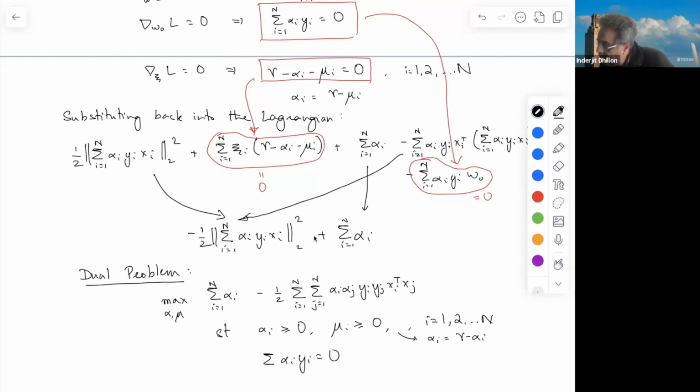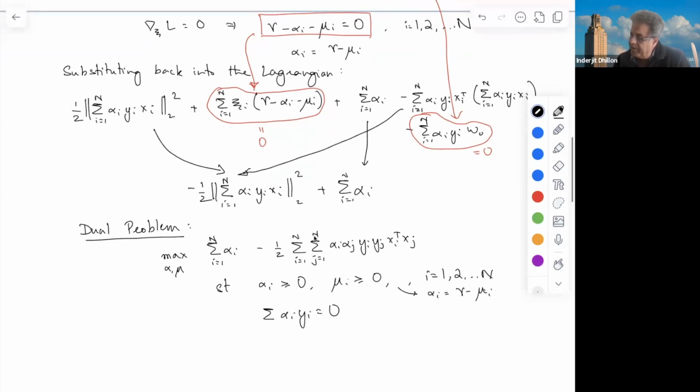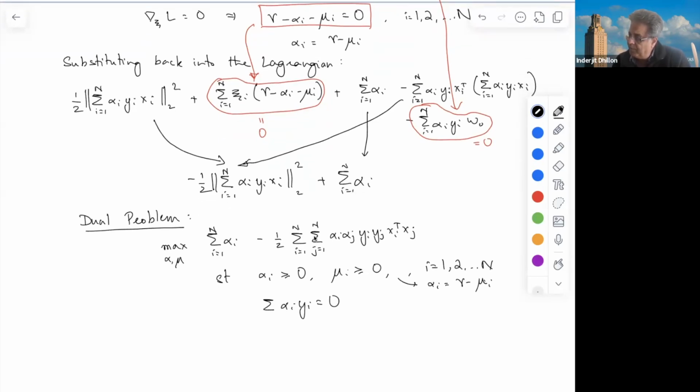No, what did I write? Gamma minus mu I, right? And actually, what does that imply? This implies mu I is greater than or equal to 0, minus mu I is less than or equal to 0, right? So this actually implies that alpha I is less than or equal to gamma. If I basically take this and put it over here.